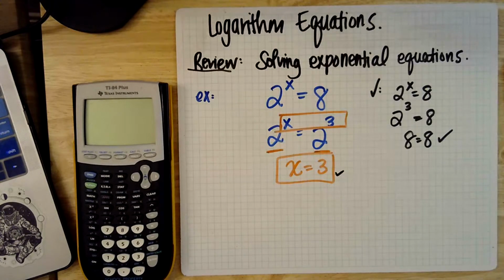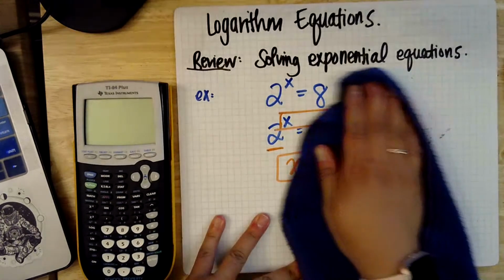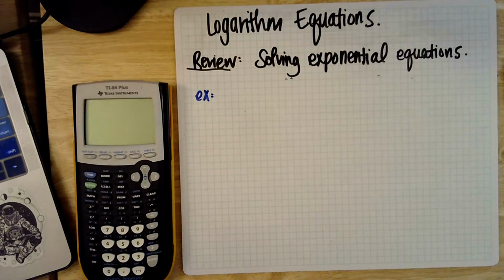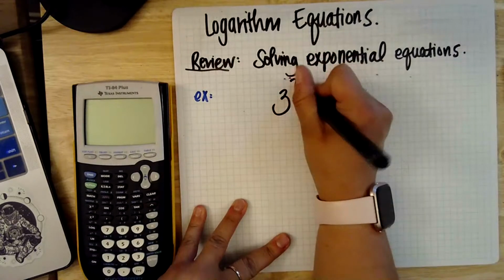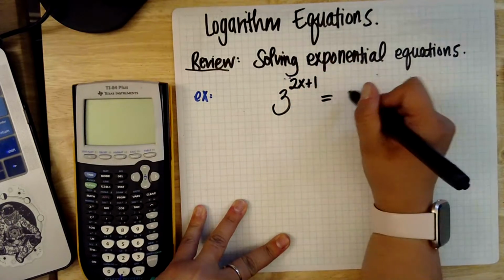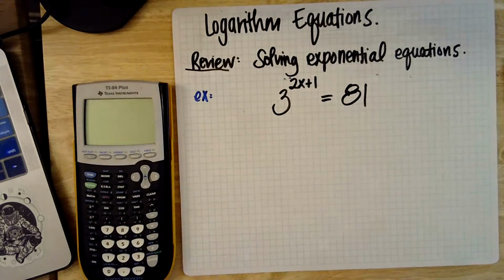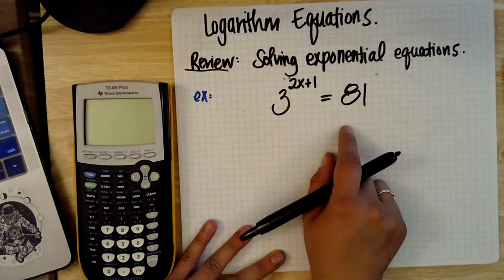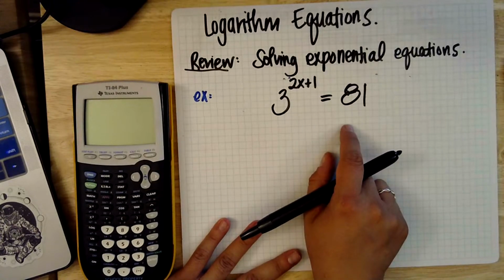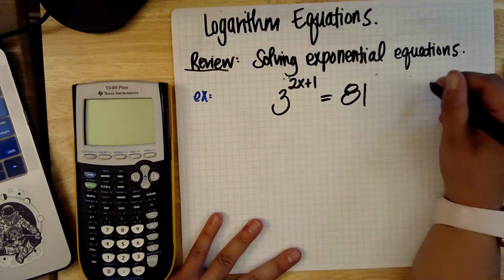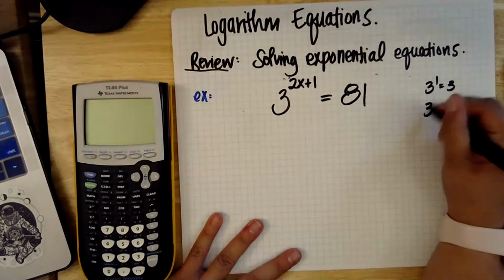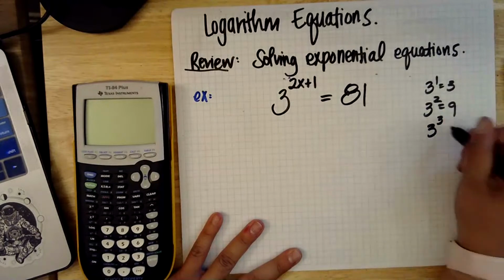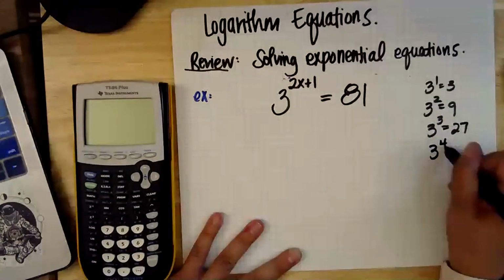Let's go ahead and do one more, just so we can see that it sometimes can be a little bit more than that. Let's do 3 to the 2x plus 1 equals 81. Again, I need to have the same base in order to further analyze this equation. So 81 can be turned into base 3. Let's see, 3 to the 1 is 3. 3 to the second is 9. 3 to the third, 3 times 3 is 9, times 3 is 27. And 3 to the fourth is 81.